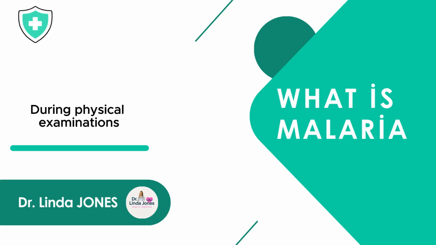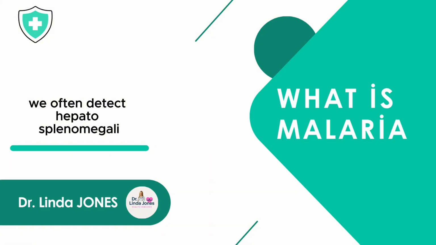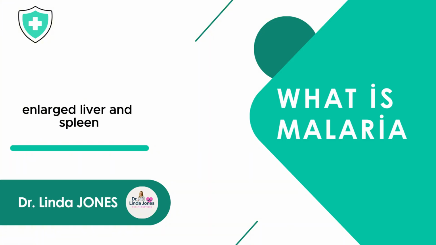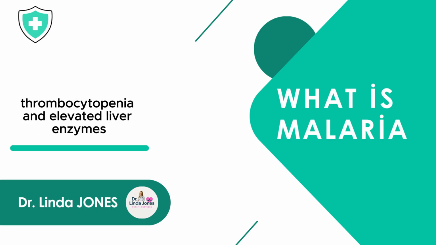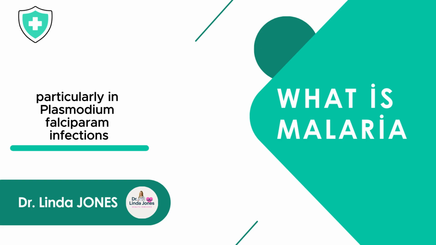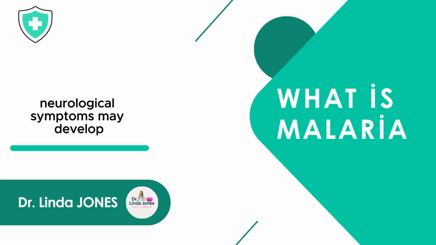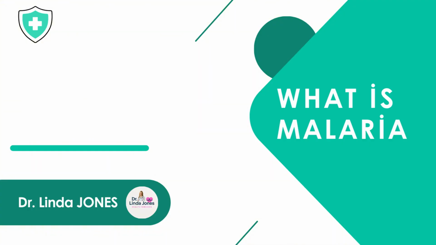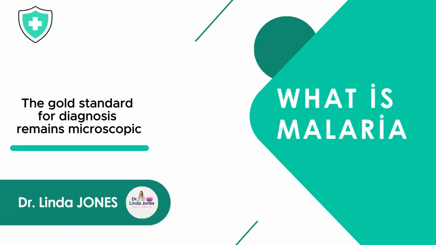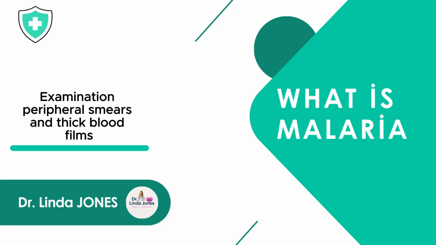During physical examinations, we often detect hepatosplenomegaly, enlarged liver and spleen. Laboratory tests may reveal anemia due to hemolysis, thrombocytopenia, and elevated liver enzymes. Particularly in Plasmodium falciparum infections, neurological symptoms may develop due to central nervous system involvement, which can lead to life-threatening cerebral malaria. The gold standard for diagnosis remains microscopic examination.